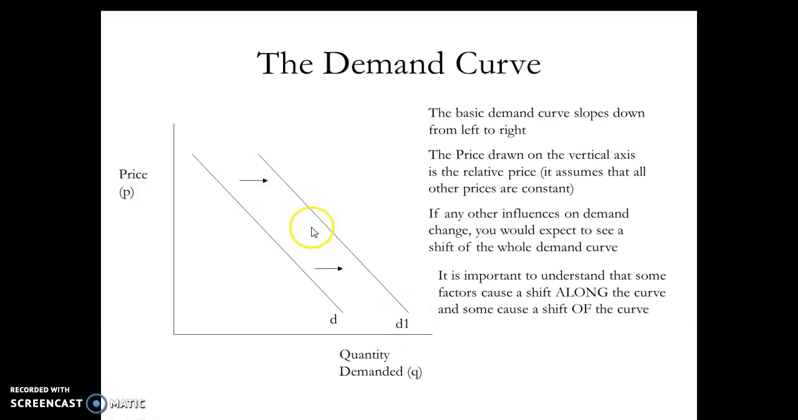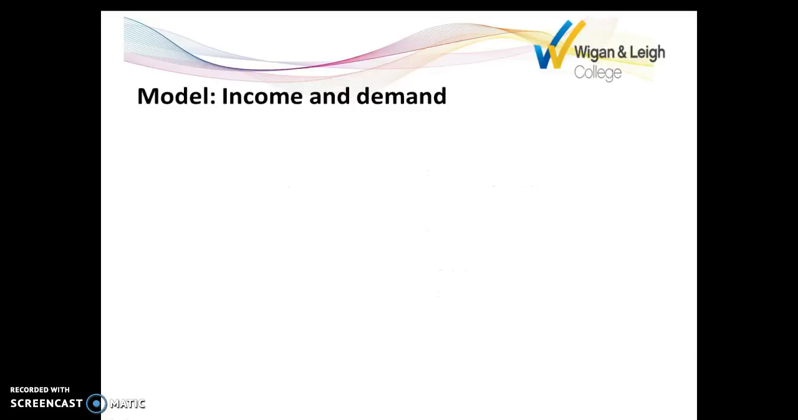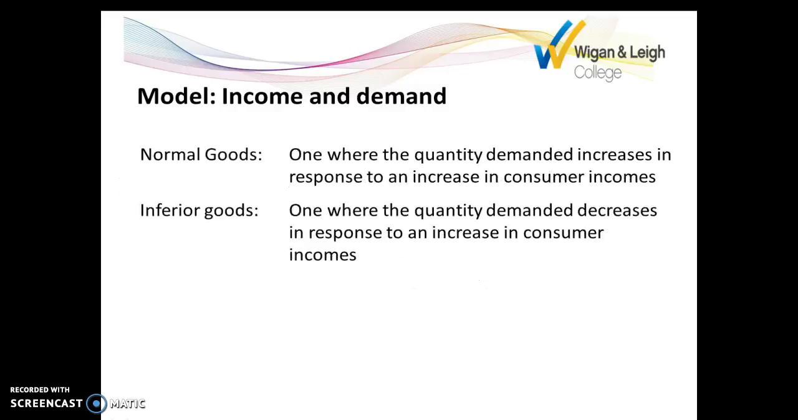So D1 represents an increase in the overall demand for this product on the market. And if it was a shift to the other side, that would represent a decrease in the overall level of demand. Now, income often has a big impact on demand as well. So we have two concepts that we need to understand, and these are normal goods and inferior goods. A normal good is simply one that, as we earn more money, we purchase more of. An inferior good is one that, as our incomes go up, we demand much less of.